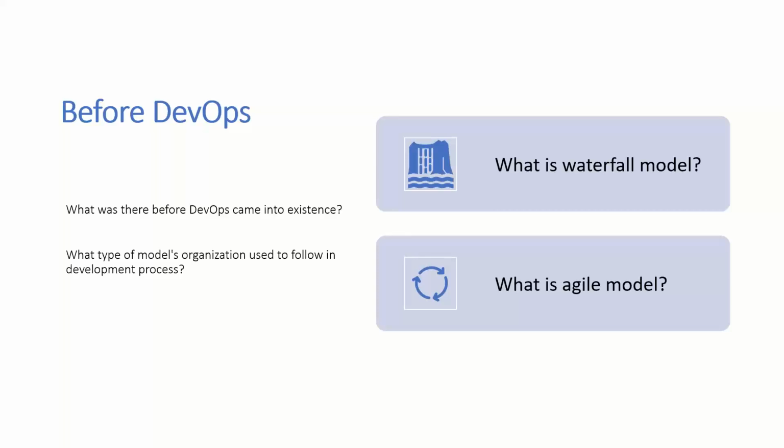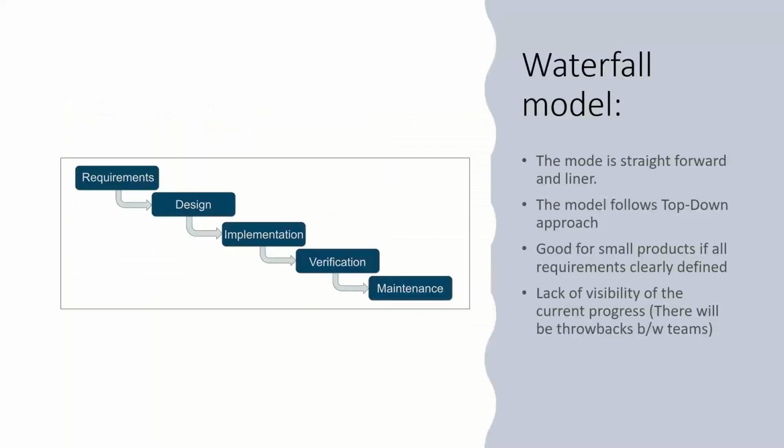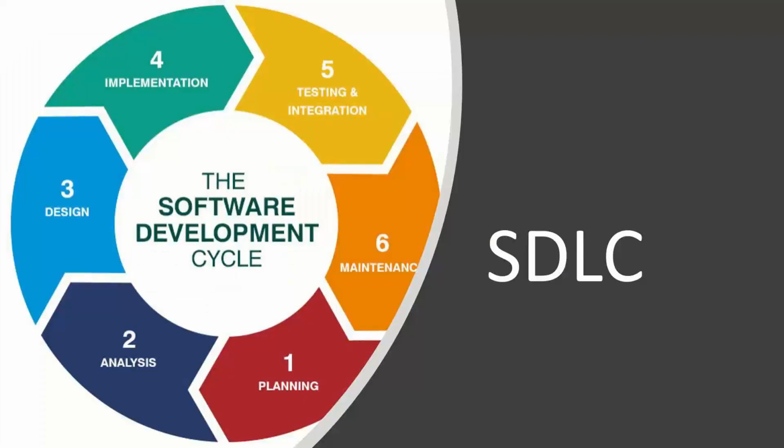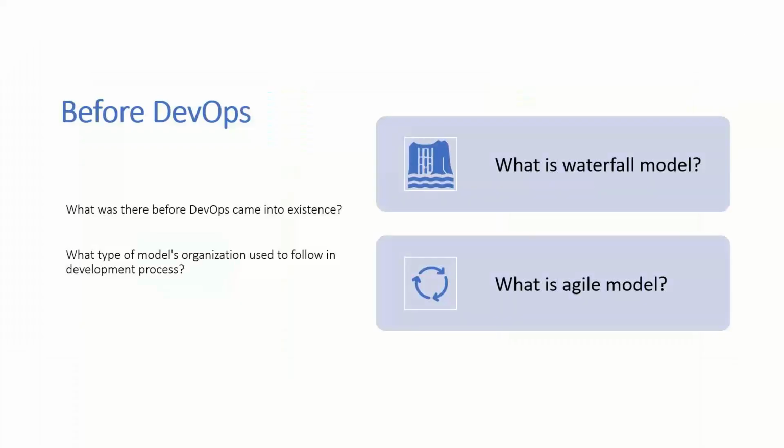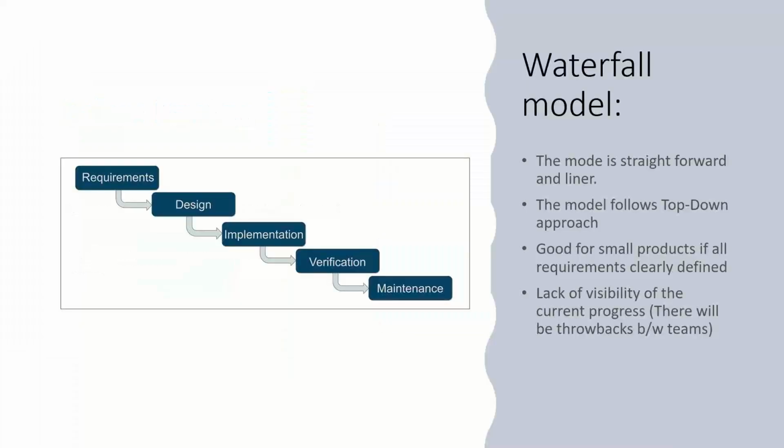Yeah, the waterfall model is very straightforward and linear. This waterfall model exactly replicates the software development life cycle itself. In the software development life cycle we have six phases, right? Planning, analysis, design, implementation, testing, and maintenance. So if you look at the waterfall model, it exactly replicates the software development life cycle.